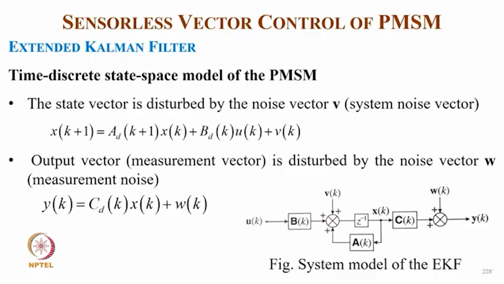Coming to the time discrete state space model of the filter, the state vector is disturbed by the noise vector, the system noise vector V, and X k plus 1 equals AD XK plus BD UK plus VK. The output vector, the measurement vector, is disturbed by the noise vector W, so YK equals CD XK plus WK, and this is how it is modeled in the block diagram.